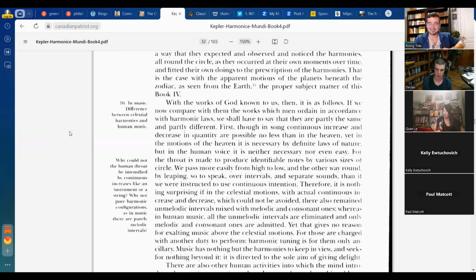For the throat is made to produce indefinable notes by various sizes of circle. We pass more easily from high to low, and the other way around, by leaping, so to speak, over intervals and separate sounds, than if we were instructed to use continuous intention. Therefore, it is nothing surprising if in the celestial motions, with actual continuous increase and decrease, which could not be avoided, there also remained unmelodic intervals mixed with melodic and consonant ones, whereas in human music, all the unmelodic intervals are eliminated and only melodic and consonant ones are admitted.